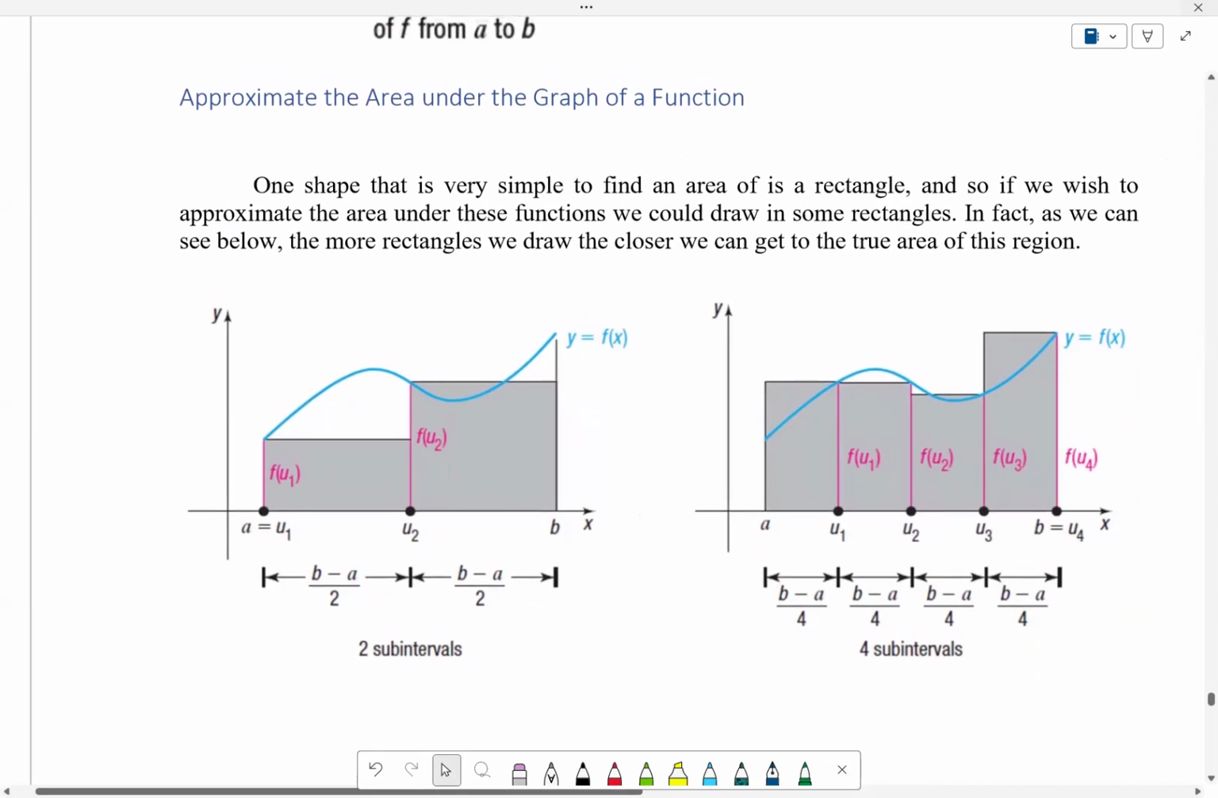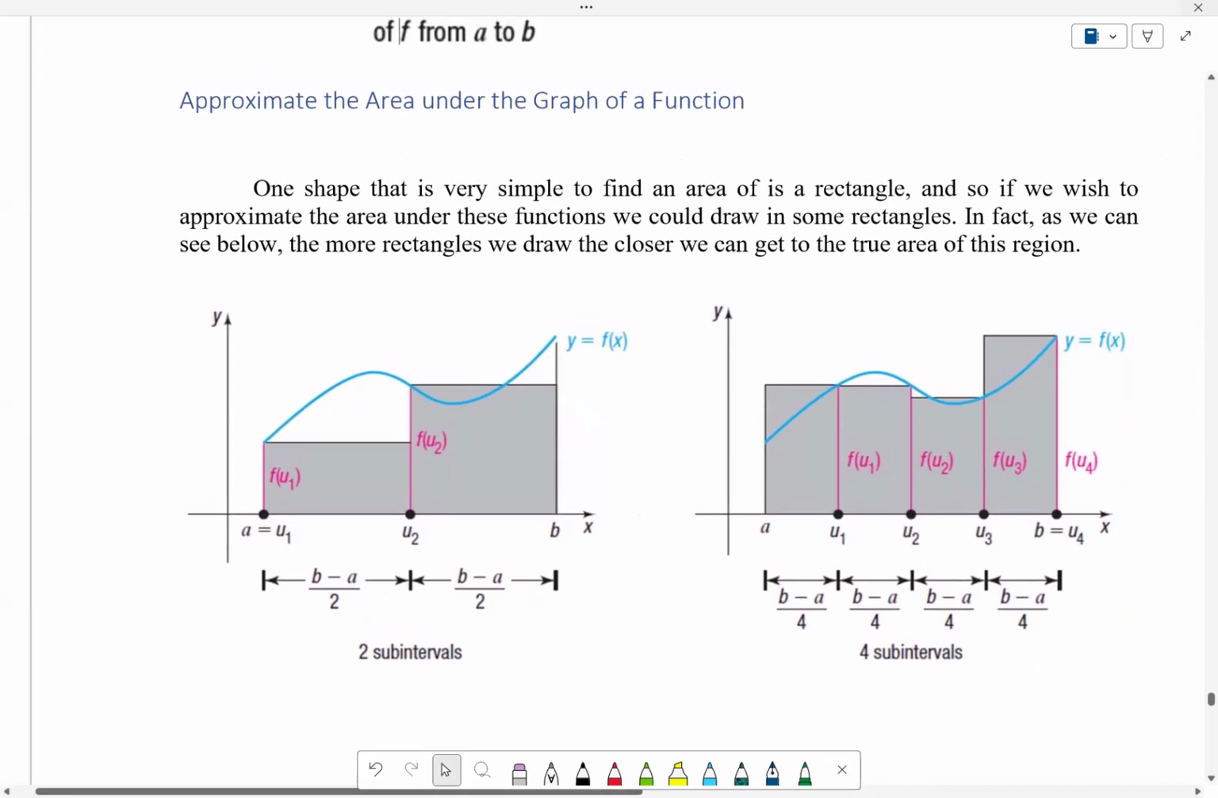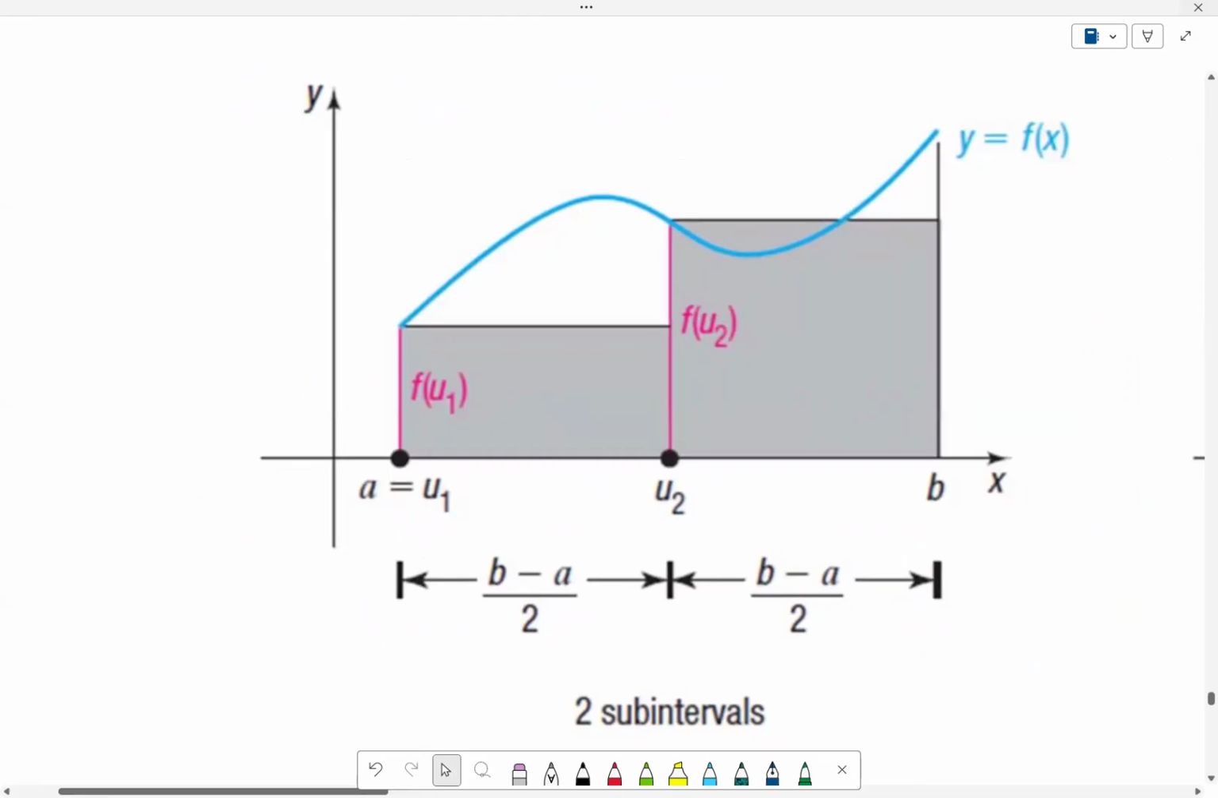Okay, so instead of trying to find the area under the curve, what we do is we estimate it by breaking it up into simpler shapes. You notice that this one, they've broken up the AB interval into 2 sub-intervals. And each one is, does it make sense, B minus A divided by 2. Each one of those is a delta X value.